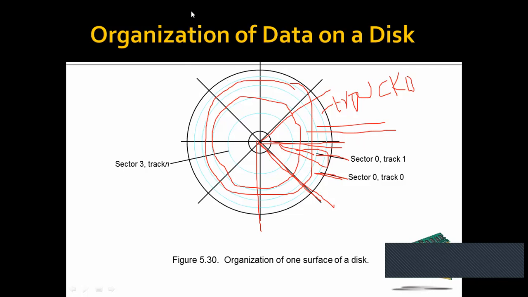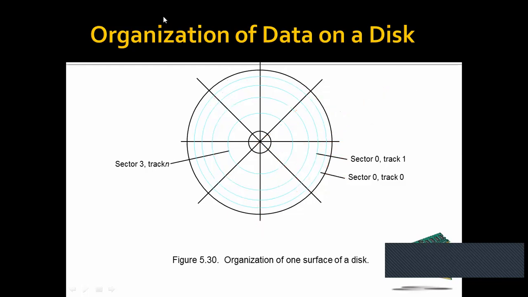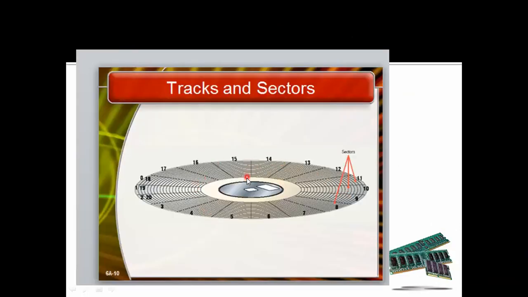See this, in this way. Here the rotatory shaft will be there. In that rotatory shaft, all the discs are connected. Each disc is divided into a number of tracks and all the tracks are divided into sectors like this. Do you understand?